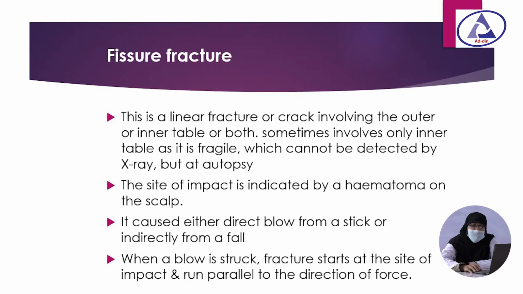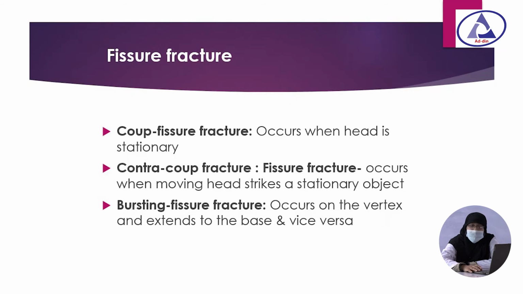Fissure fracture is a linear fracture or cracking involving the outer or inner table or even both, sometimes involving only the inner table if it is fragile, commonly detected in X-ray, but in this case cannot. The site of impact is indicated by a hematoma of the skull, either from a direct blow from a stick or indirect from a fall from height. When a blow is struck, the fracture starts at the site of impact and runs parallel to the direction of force. It involves the coup fracture, also contrecoup fracture, and finally bursting fracture.